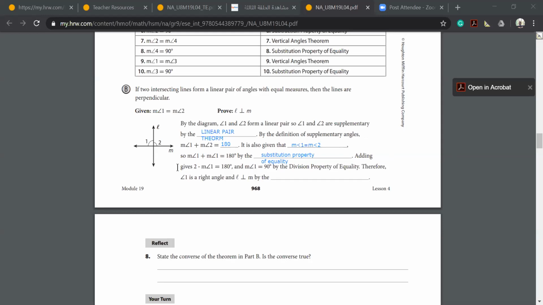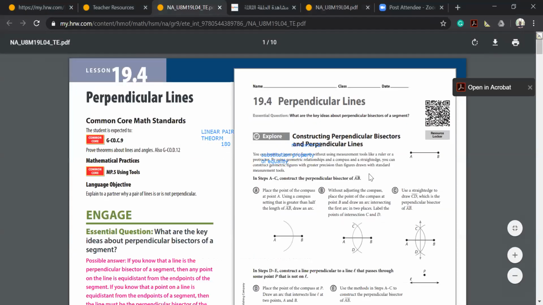So let's add them together. So twice measure angle 1 will be 180. Divide by 2, divide by 2. So measure angle 1 will be 90 degrees by the division property of equality. Therefore, angle 1 is a right angle and L is perpendicular to M by the perpendicular theorem.